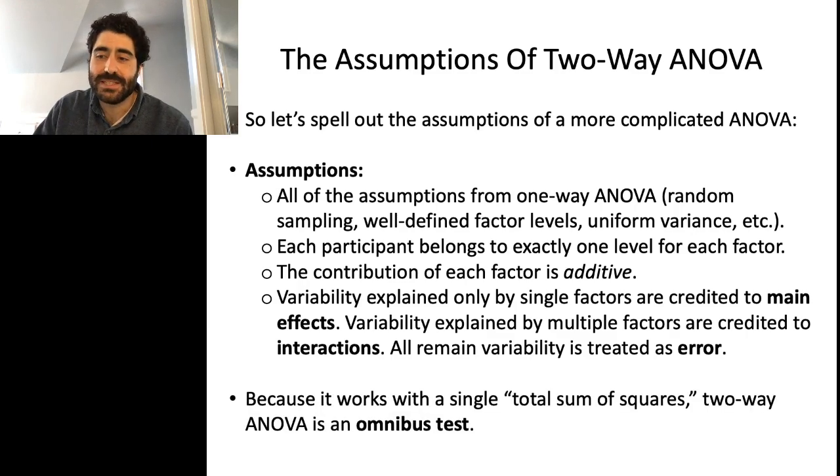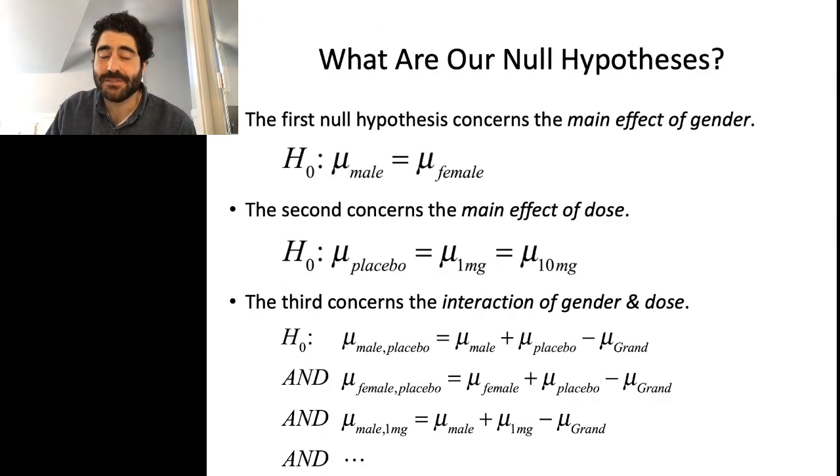So we refer to this as an omnibus test. What that means is that it's simultaneously testing a bunch of null hypotheses, and each of these null hypotheses themselves is also kind of complicated, right? So for example, for the main effect of dose here, we're testing really three null hypotheses. We're testing that placebo equals 1 milligram, and placebo equals 10, and 1 milligram equals 10, right?